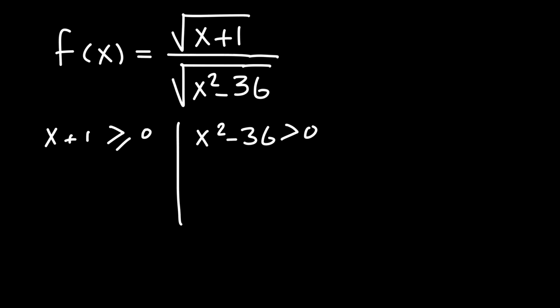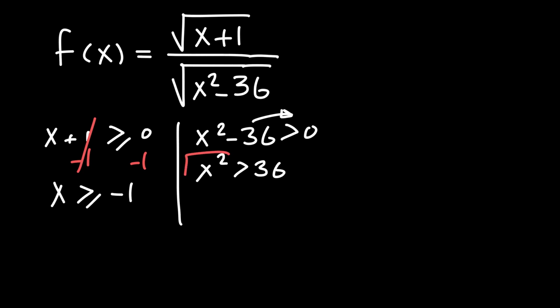Now let us solve these inequalities. Let us start with this. So x plus 1 greater than or equal to 0. Now to solve it, I will subtract 1 from both sides. These will be cancelled out. So I will have x greater than or equal to minus 1. For this inequality, I will take the 36 to the other hand side. So we will have x squared greater than 36.